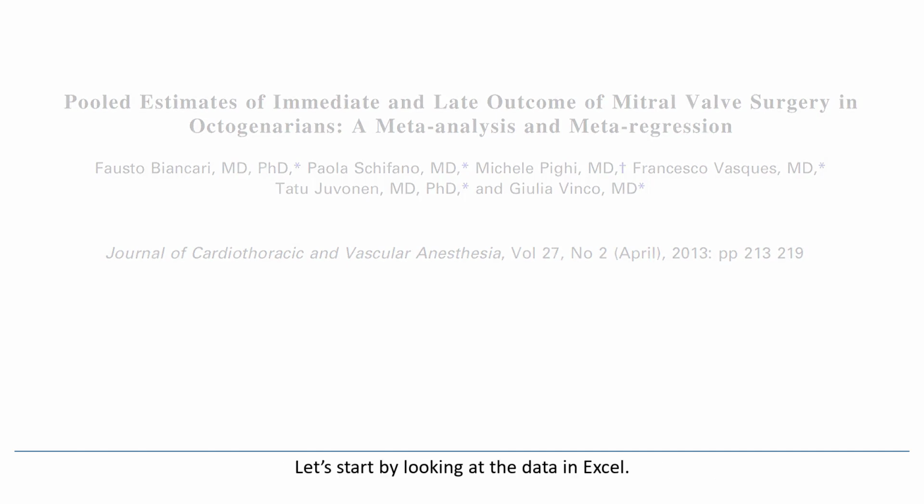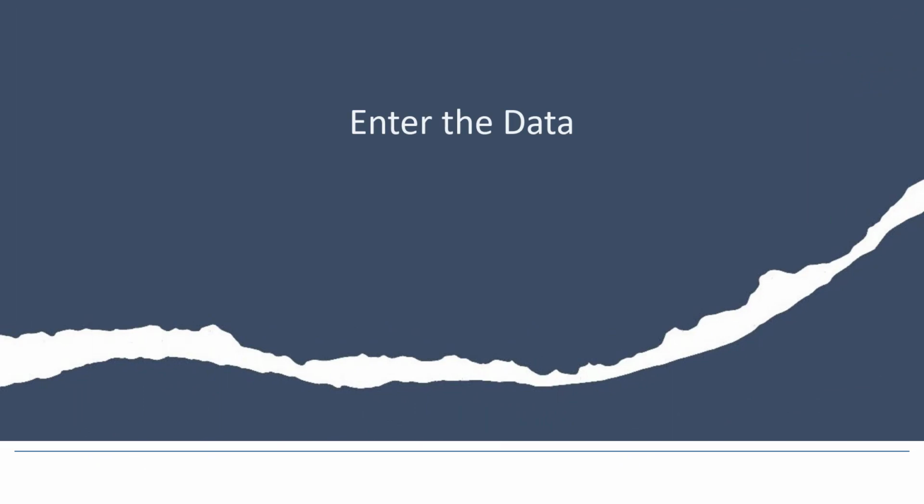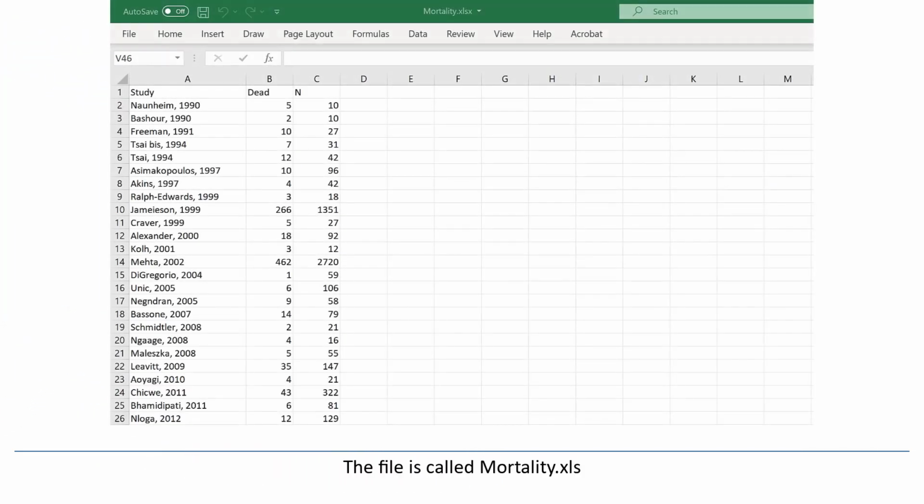Let's start by looking at the data in Excel. The file is called mortality.xls. Here's a column with the study names. This column has the number of patients who died, and this column has the sample size. We're going to be using the risk as the effect size index.